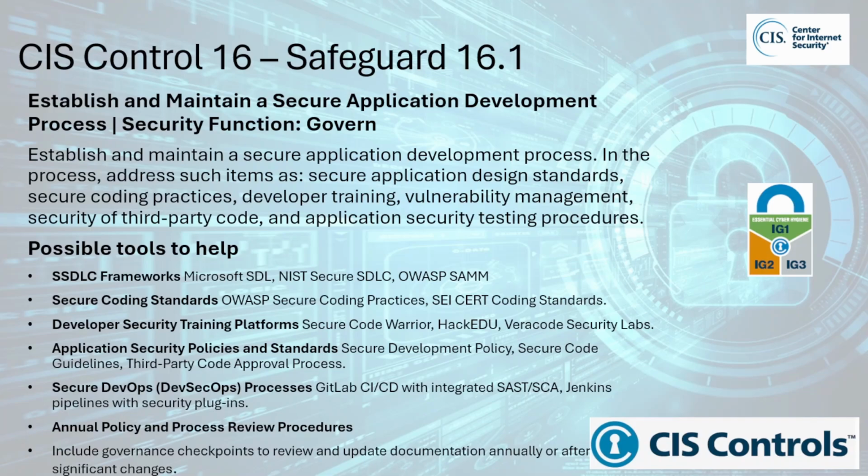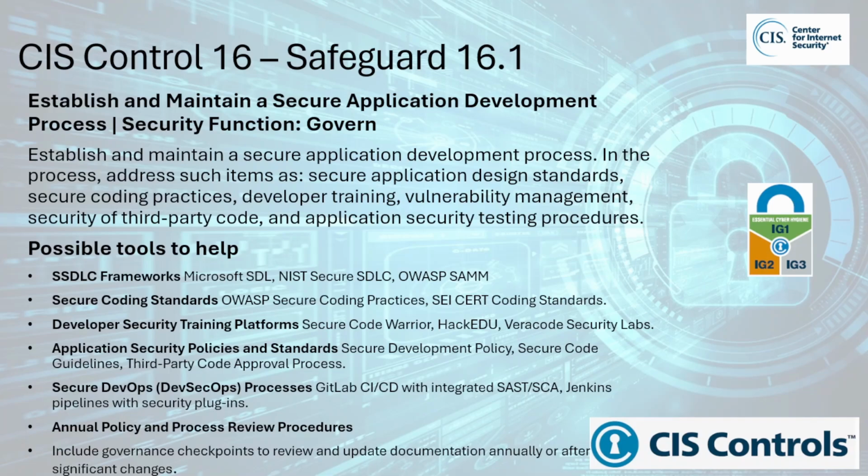Possible tools to help include Secure Software Development Lifecycle, or SSDLC, frameworks, such as Microsoft SDL, NIST Secure SDLC, OWASP SAMM, or Software Assurance Maturity Model. Secure coding standards, such as OWASP Secure Coding Practices, SEI CERT Coding Standards. Developer security training platforms such as Secure Code Warrior, HackEDU, Veracode Security Labs. Application security policies and standards such as a secure development policy, secure code guidelines and third-party code approval processes. Secure DevOps or DevSecOps processes such as GitLab CI/CD with integrated SAST and SCA, Jenkins pipelines with security plugins, and annual policy and process review procedures.